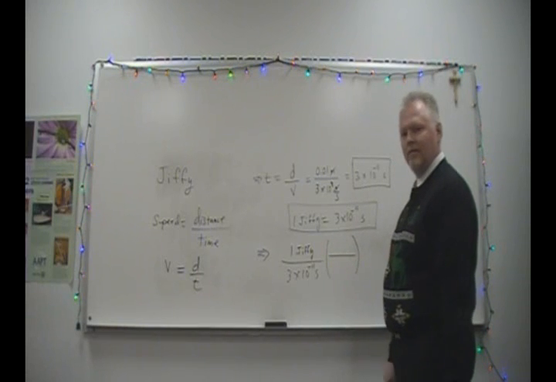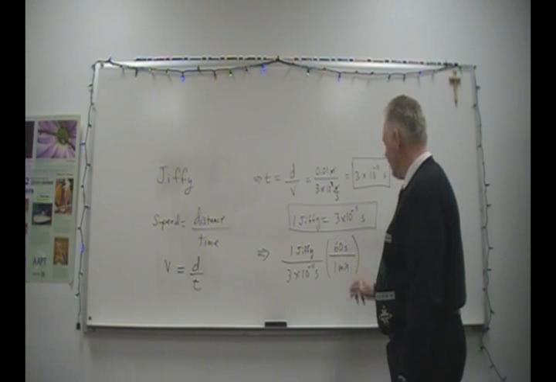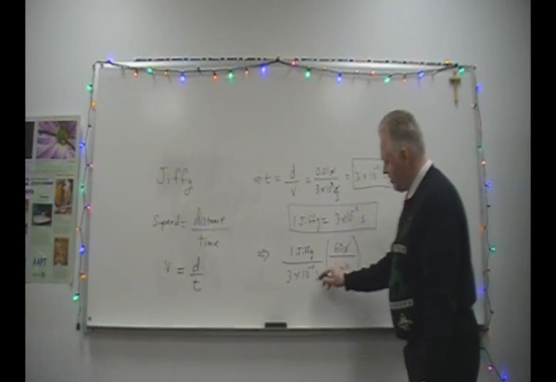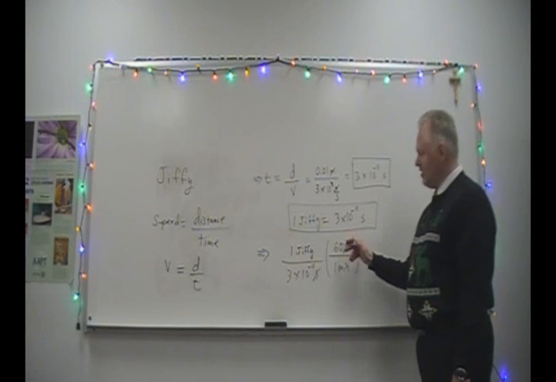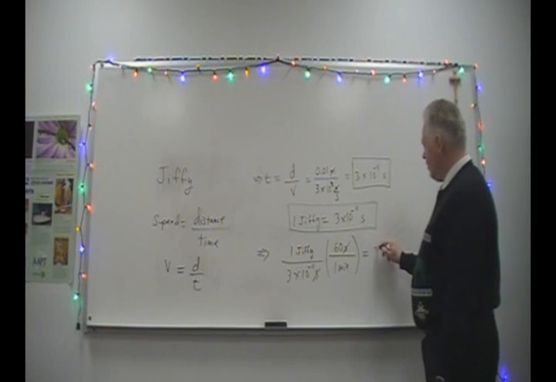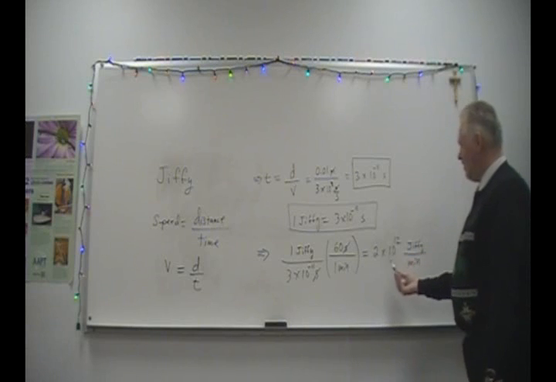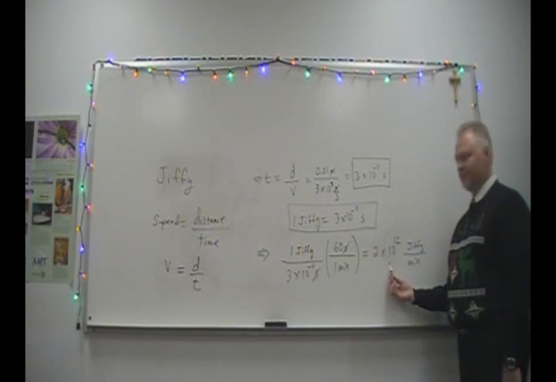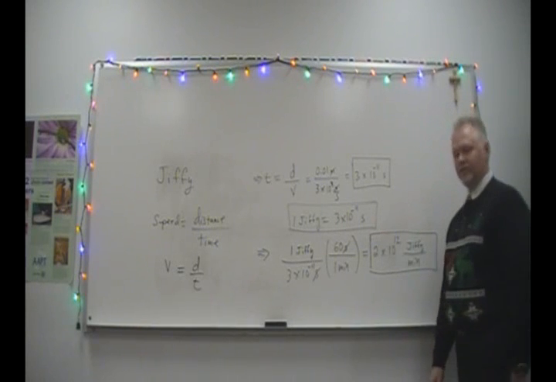So how many seconds make up a minute? 60 seconds per 1 minute. The units cancel out here. Seconds cancels out with seconds. Now jiffies per minute. So I'm going to divide 60 by 3 times 10 to the negative 11. What happens here is I get 2 times 10 to the 12th. And that's that many jiffies per minute. And that's a very large number, which makes sense. So there you go. That's really a simple conversion problem.